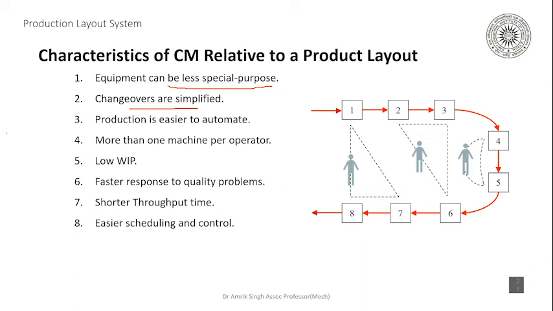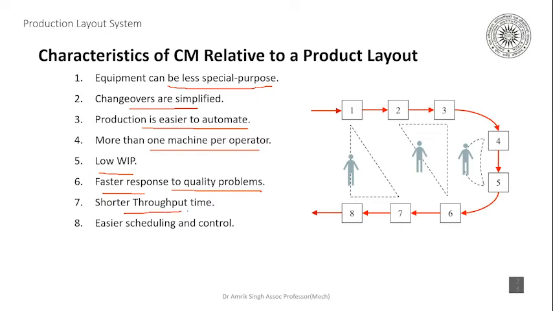The production is easier to automate. More than one machine per operator. Low WIP, that means low work in process. Faster response to the quality problems. So if the quality is not coming up, you can change the machine, you can change the operator, you can change the operations. So that flexibility is there.